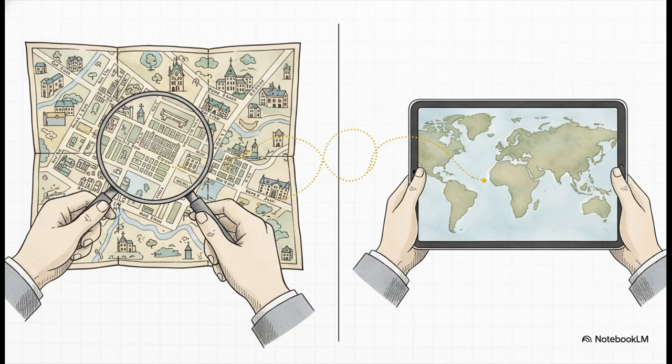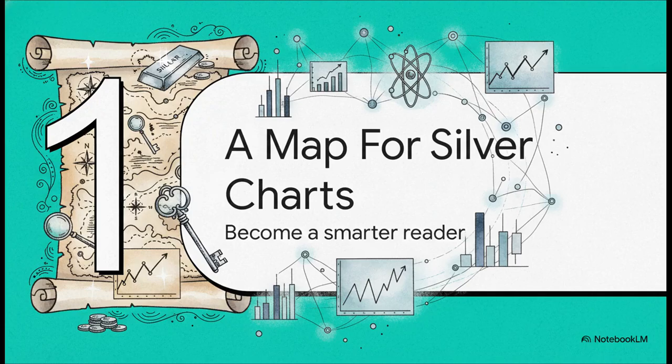Think about it. One person could have a super detailed street map of, say, downtown Manhattan. Another person has a satellite map of all of North America. Both maps are 100% correct, but they're built to answer totally different questions. And it's the exact same thing with financial charts. So, think of this explainer as your guide, your map to navigating the world of silver data.